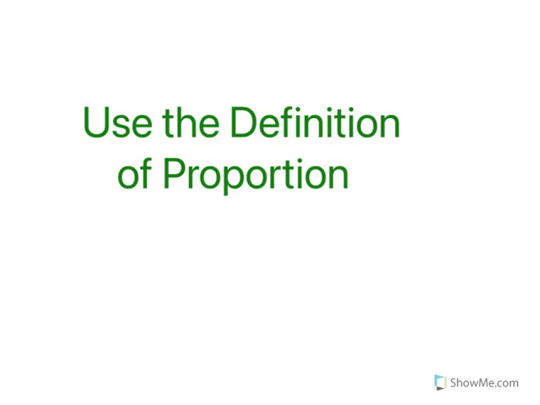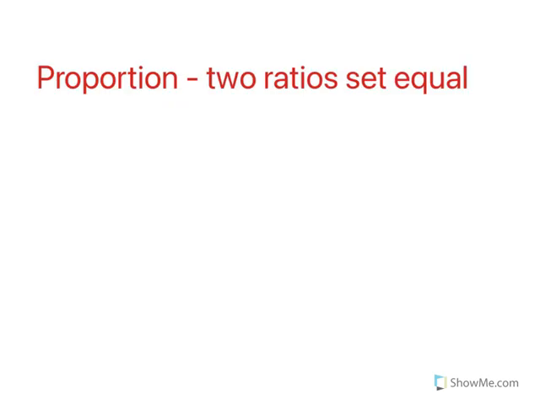Let us use the definition of proportion. A proportion is simply two ratios set equal. So think about the ratio of 1/2. Well, we could set that equal to 4/8. Those are two ratios. They are set equal.